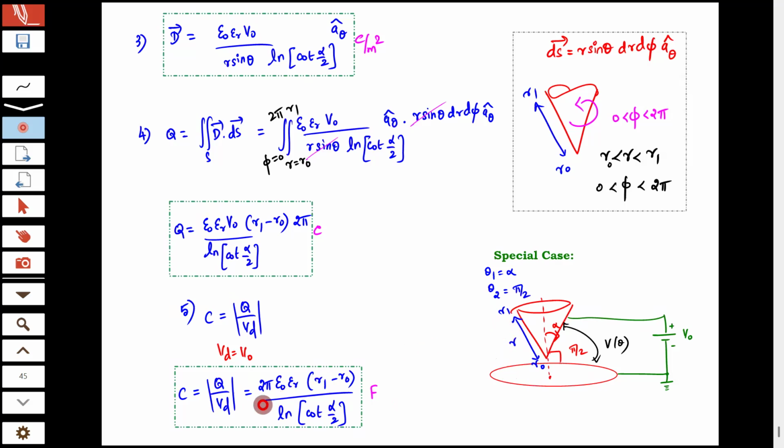This expression for capacitance is obtained only for this special case where one cone is at an angle of pi by 2, which becomes a circular disc, and another cone is at an angle of alpha. For other values of angles, the corresponding potential function will differ, the charge enclosed will also differ, and the capacitance will also differ. This expression for capacitance is specific for the special case considered.